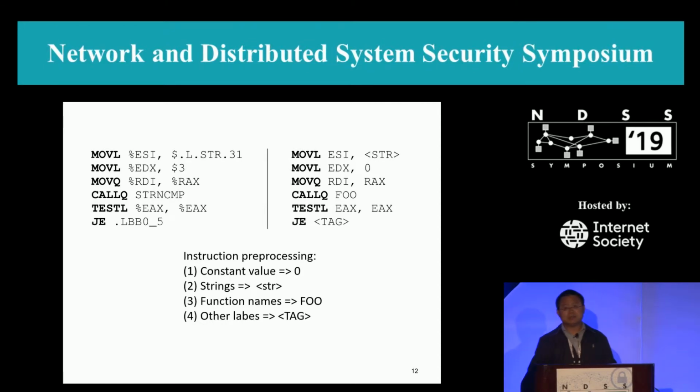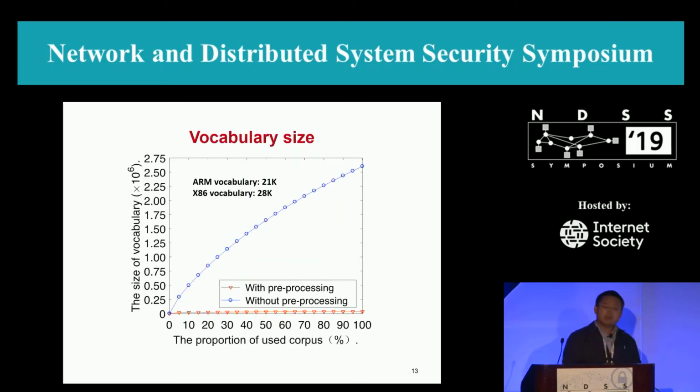So we propose this instruction pre-processing step. It turns out to be very simple, but very effective. We essentially replace all the constant values with zero, and replace strings, function names, and other labels with a specific text. Does it work well?